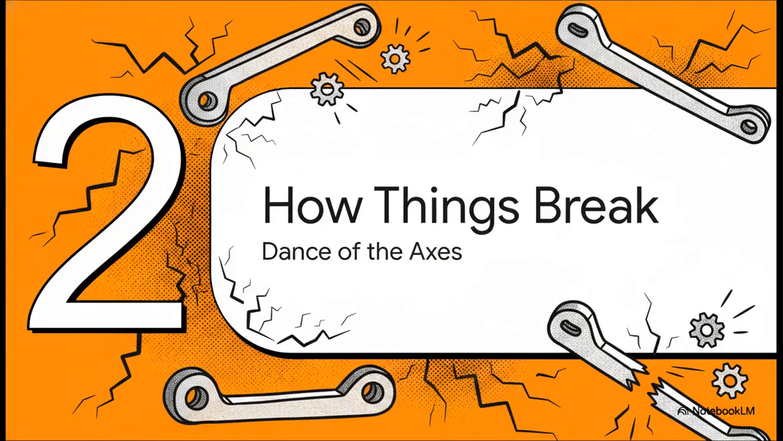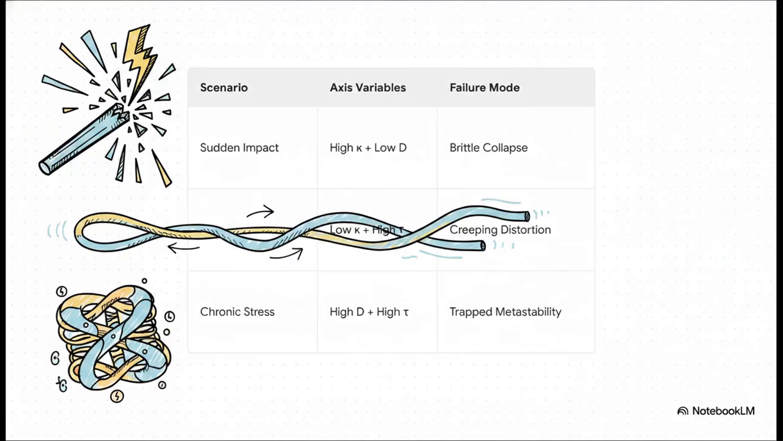Moving into part 2, how and why things break. What actually happens when these 3 physical levers get completely misaligned under stress? And what's really interesting about this slide is how it perfectly maps out why things fail. Let's look at the top scenario. If you have high stiffness but low depth, it means your system is super rigid but can't really absorb any energy. So a sudden impact, boom, brittle collapse. It literally just snaps.